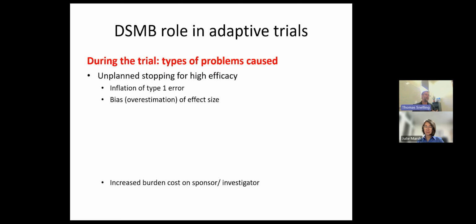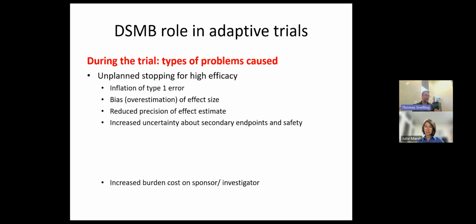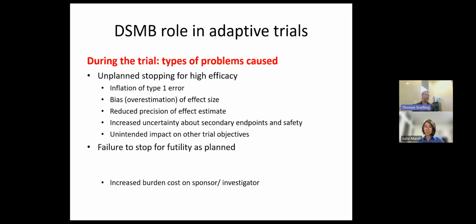But if it's unplanned, it's very difficult to know how much bias, how much type 1 error inflation we are implementing. Stopping early can also reduce our certainty about the size of the treatment effect, and can also reduce our certainty about the effects on secondary endpoints and effects on safety. And stopping early can have unanticipated impact on other trial objectives.